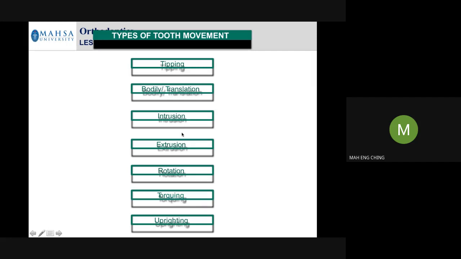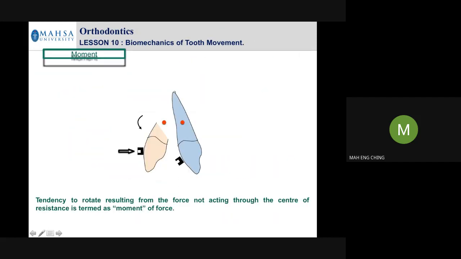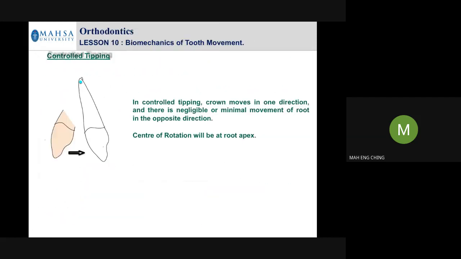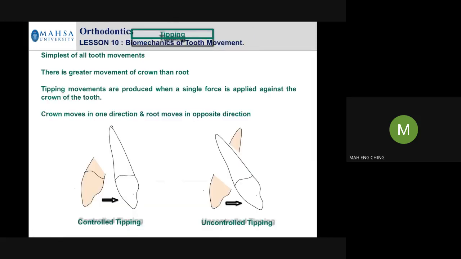Intrusion is more apically. Extrusion is more coronally. Bodily movement is everything moving together: the crown and the root move in the same direction. Rotation is movement in the opposite direction, a coupling force. Uprighting is the root or the crown moving mesially or distally, so that they make the roots parallel to each other. It's called uprighting.